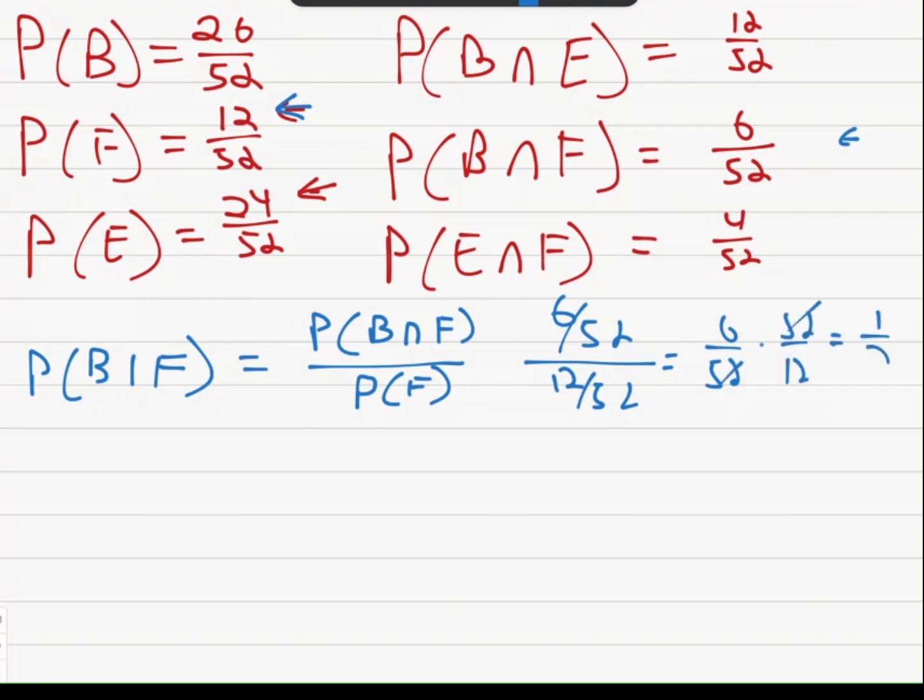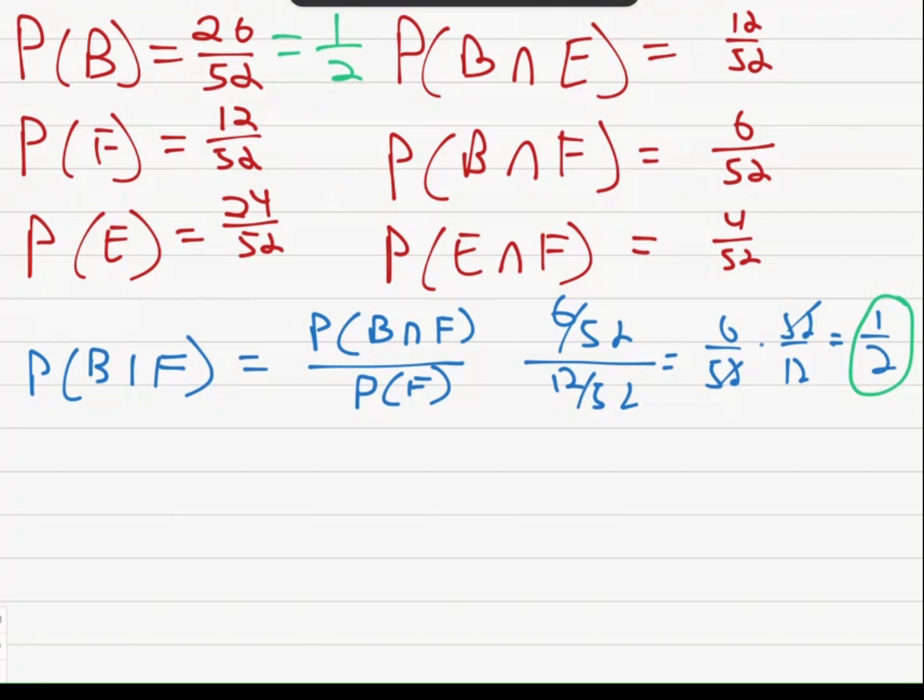Well, notice that the probability of B given F is 1/2, but the probability of B is also equal to 1/2. So the probability of B doesn't change whether I've drawn a face card first or not. Half of the face cards are black, so I can draw it first and then I have a probability of 1/2. Or I can not bother drawing anything at all and I have a 50-50 chance of drawing something that's black.